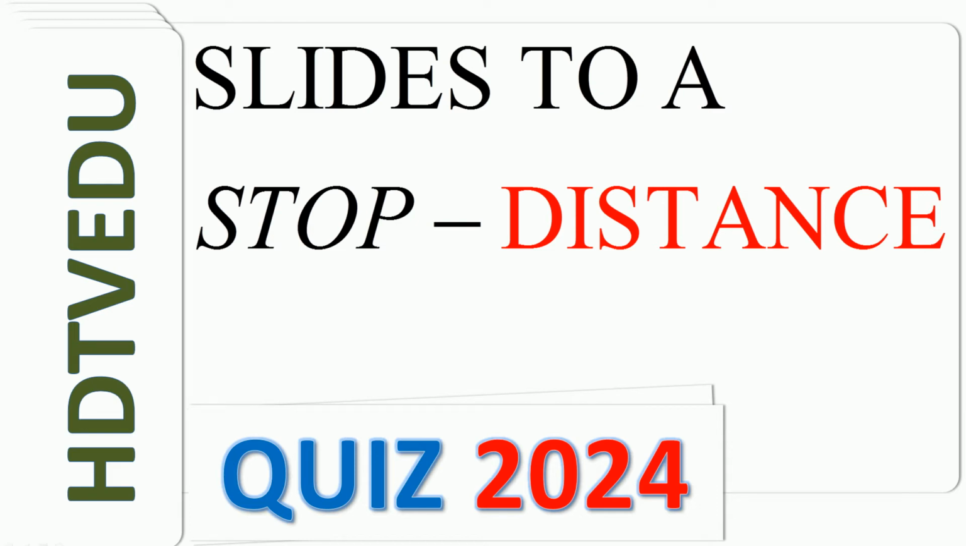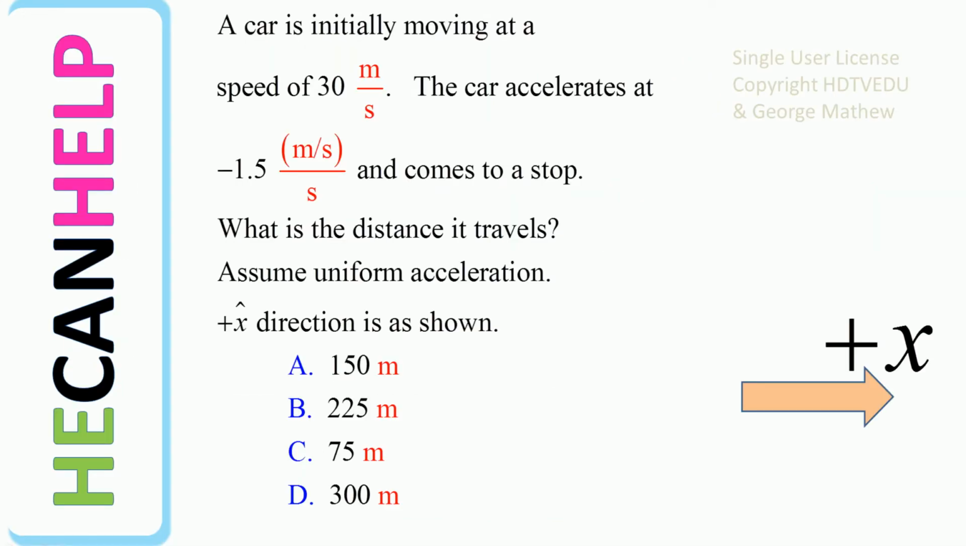Slides to a stop. Distance, quiz 2024. A car is initially moving at a speed of 30 meters per second. The car accelerates at negative 1.5 meters per second squared and comes to a stop. What is the distance it travels? Assume uniform acceleration. Positive x is defined as to the right. So is it A, 150 meters, B, 225 meters, C, 75 meters, D, 300 meters?